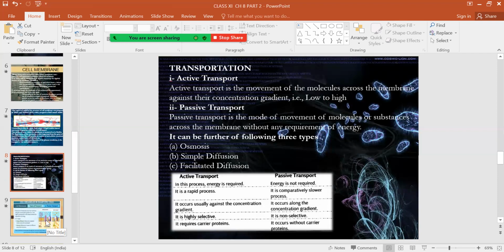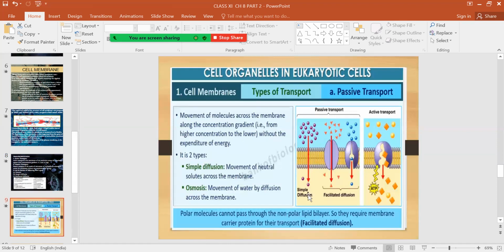But talking about the passive transport, it can be of three types: osmosis, simple diffusion, or facilitated diffusion. Children, what is passive transport? As I told you just now, passive transport is transport of material from higher concentration to lower concentration. It requires a concentration gradient for its movement, and it does not require any energy.